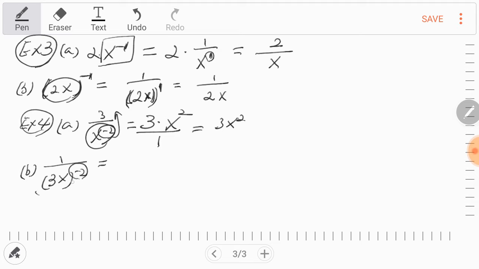Okay, the next one is the same thing. The exponent is negative 2. So why don't we move this exponential form to the numerator? Then 3x is the base, and the power becomes positive 2. Then assign the exponent to each factor in the denominator. So 3 squared times x squared. So 9x squared.